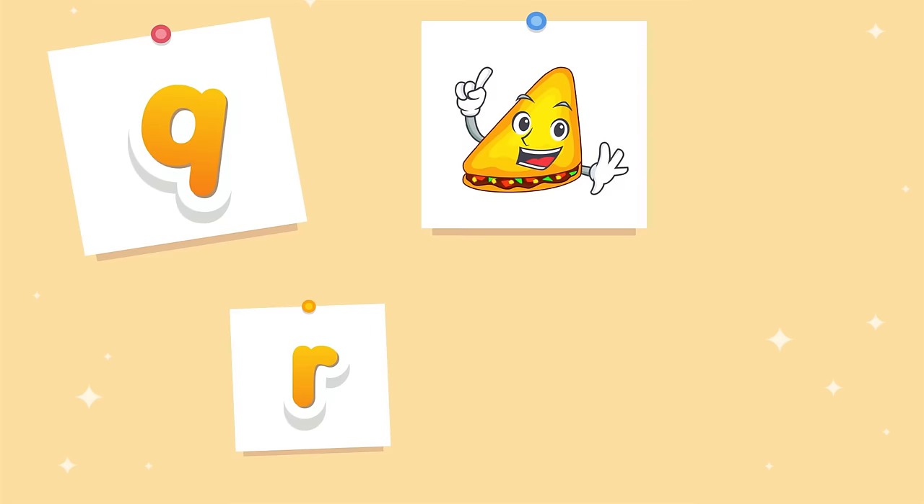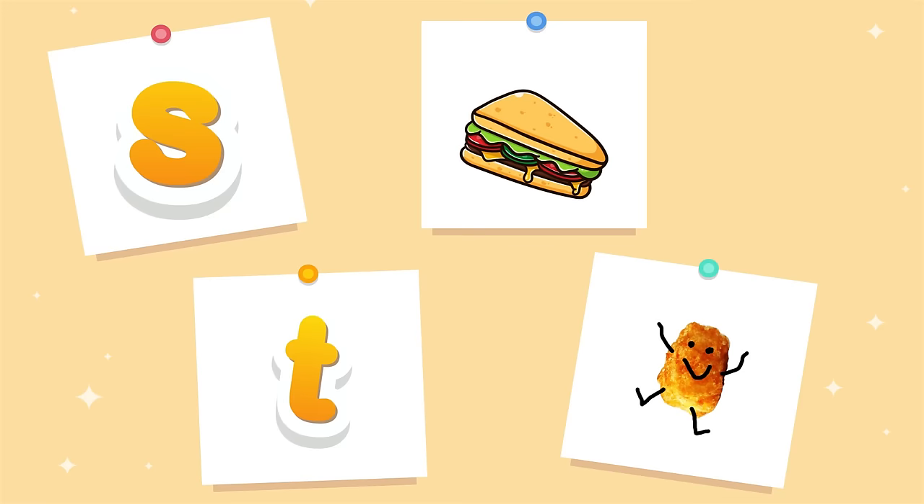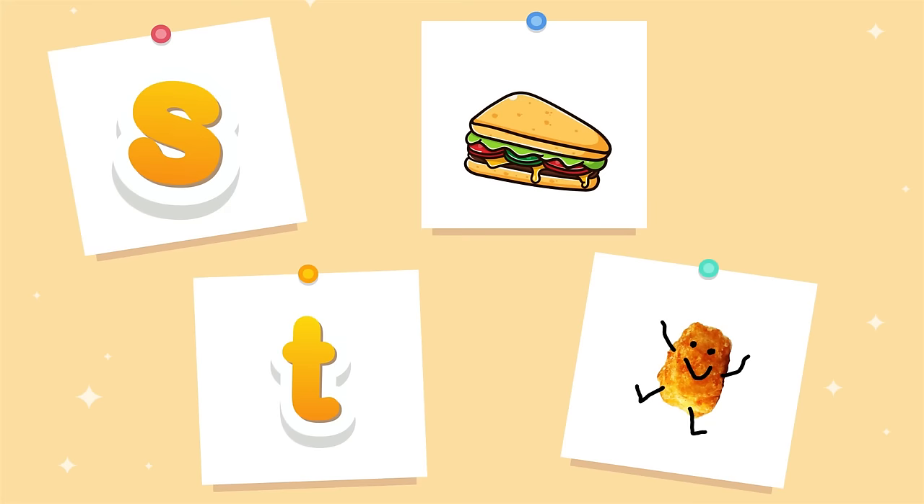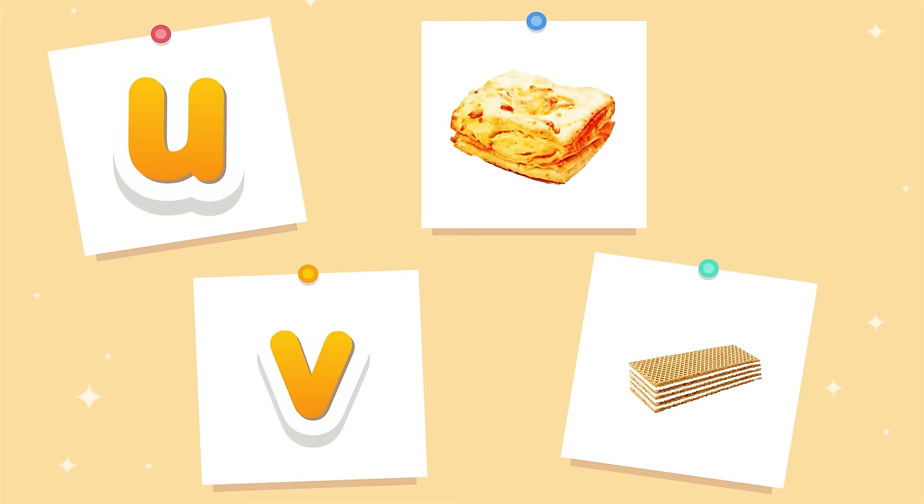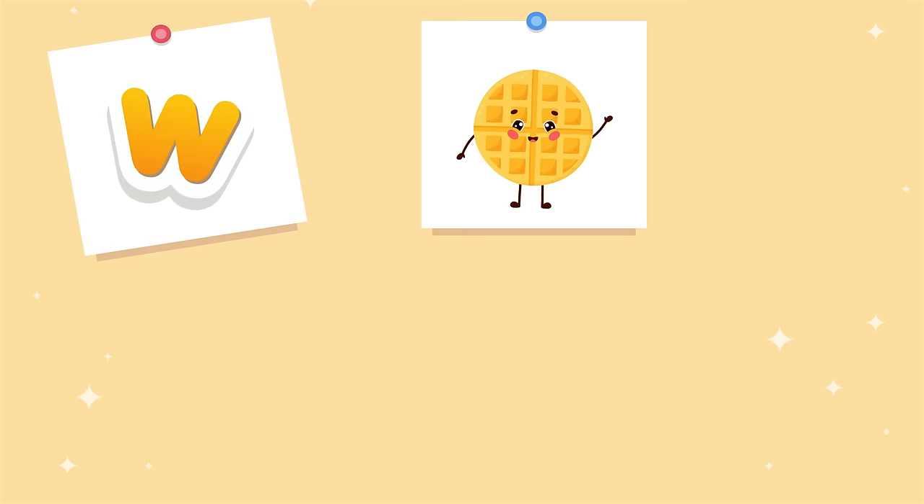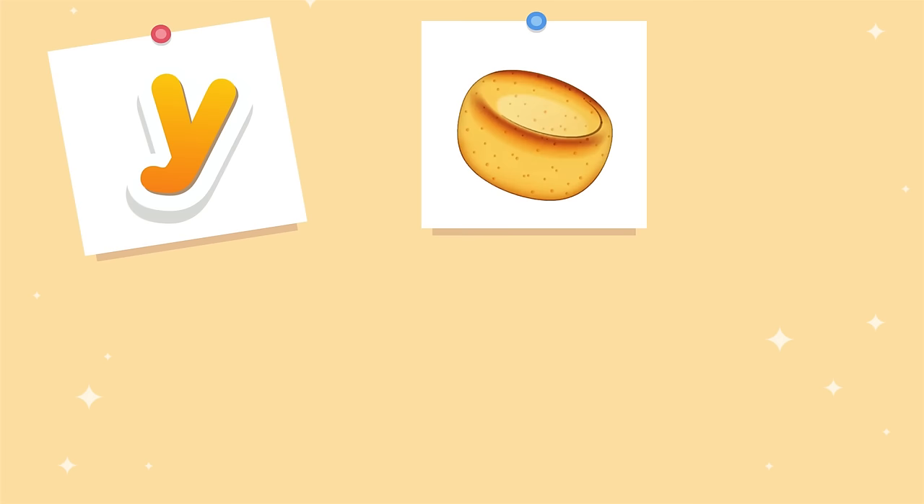R is for roasted chicken. S is for sandwich. T is for tater tots. U is for Utah scone. V is for vanilla wafers. W is for waffles. X is for Xmas cake. Y is for Yorkshire pudding. Z is for Zeppole.